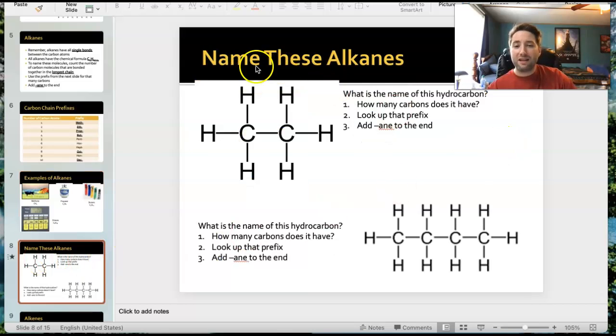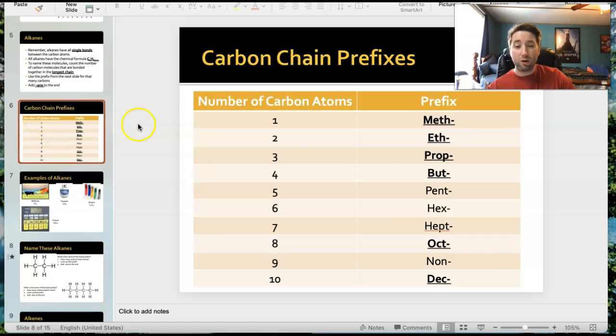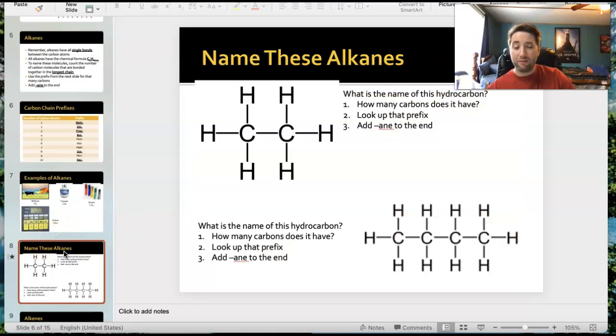All right, so it says name these alkanes. What's the name of this hydrocarbon? What you're going to do is say how many carbons are there. So we've got 1, 2 carbons here. We're going to look up that prefix. If you click back onto slide 6, we had 2 carbons, right? So we're going to find the prefix, which is eth, E-T-H. And now we're just going to add A-N-E to the ending.